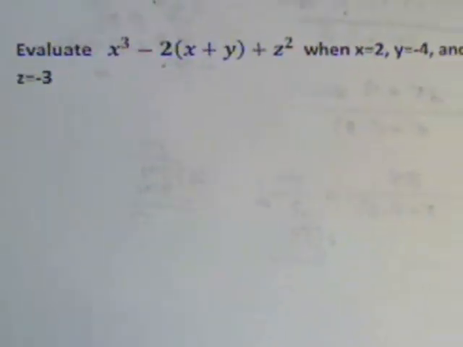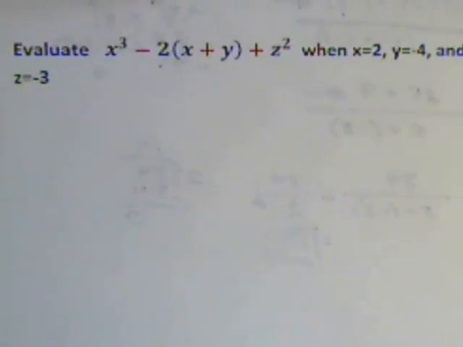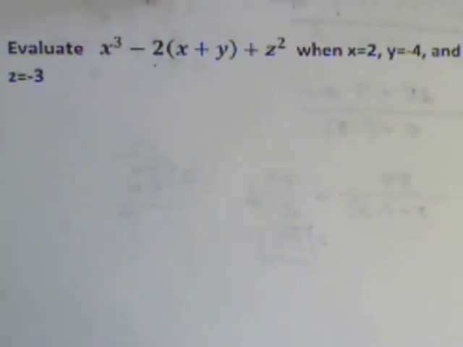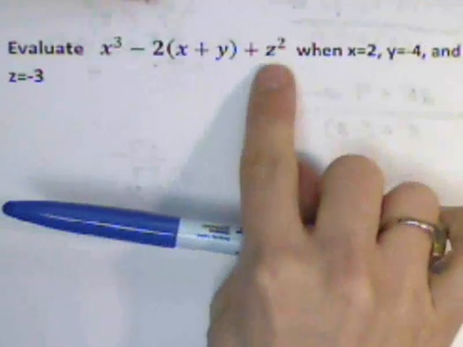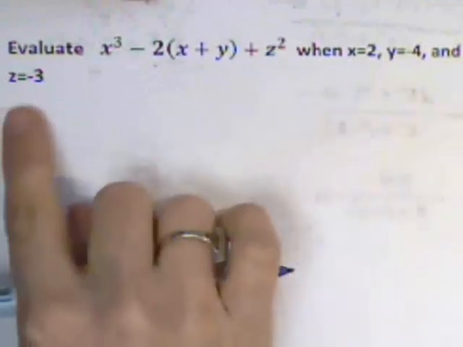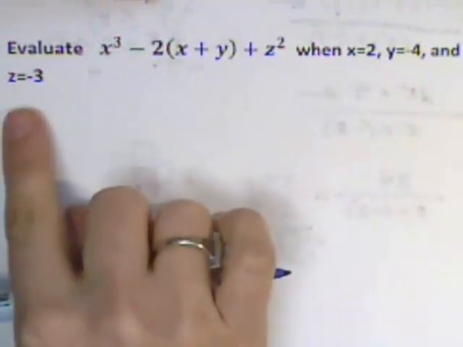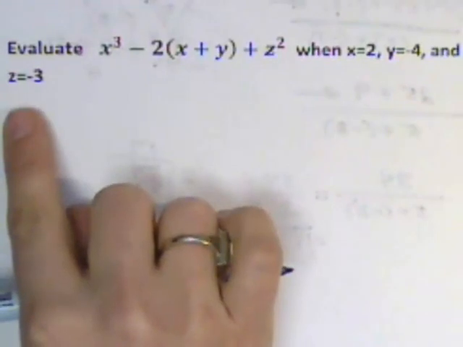Let's try one more example like this. Once again, evaluate basically just means substitute. So here we have an expression where they're telling us what the different letters are equal to, and our only objective here is to substitute those letters in and see what we get when we simplify.